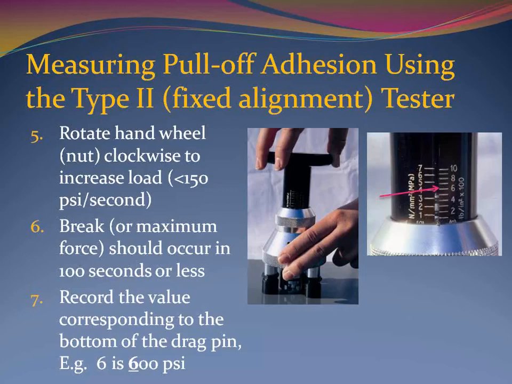When the end point of the test is reached, the scale across from the bottom of the dragging pin indicator is read. When using the PSI scale, multiply the scale value by 100. For example, if the bottom of the dragging pin is at 6 on the PSI scale, the value is recorded as 600 PSI.